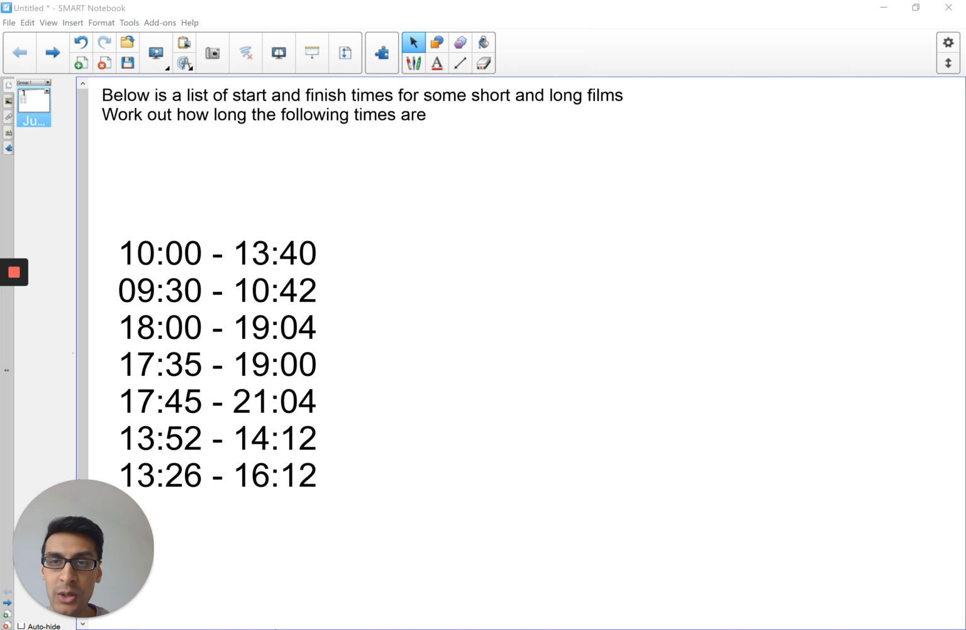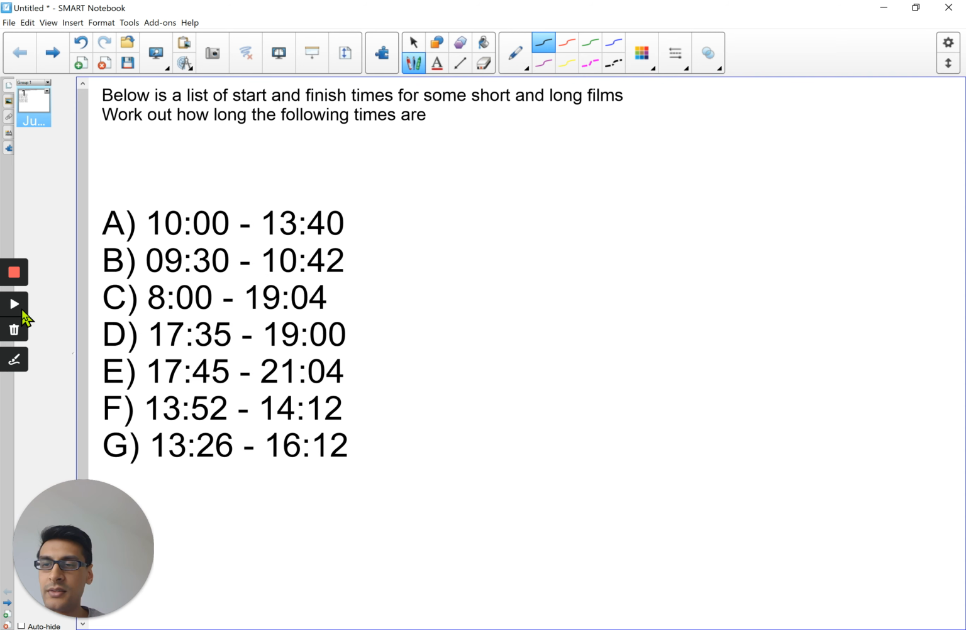Now, the method I use, you don't have to use it, but it might help you. So for question one, I'm just going to put numbers next to these. Right, I've gone with letters instead because I'm a bit edgy like that, you know.